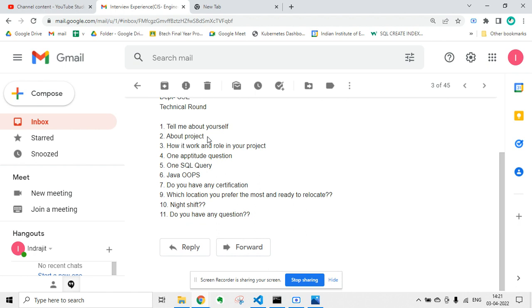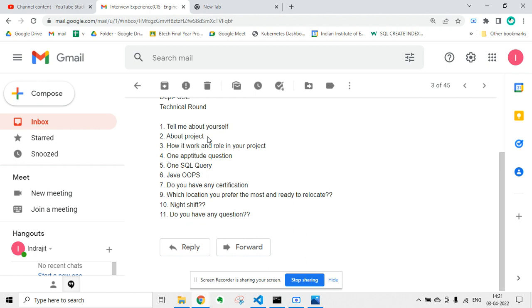So this is how you should prepare your final year project. And then the next question is how it works and your role in the project. You should be able to tell what you have done in this project and what your role is, and you can also talk about your teamwork, and leadership principles also.